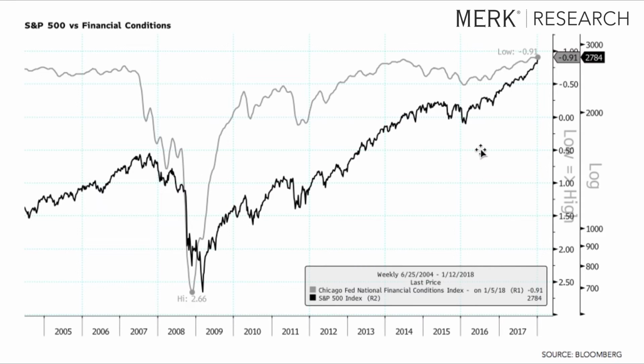So the idea that Fed tightening is imminently going to damage the stock market, well, we can see here, according to the Chicago Fed, that financial conditions are actually still very accommodative, and in that sense are still supportive of stocks. So the idea that Fed tightening is going to bring an end to this bull market, well, that very well may be the case, but it's not yet, and this index is one way of tracking that.